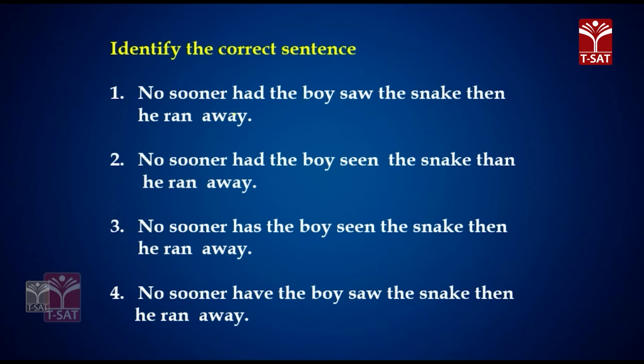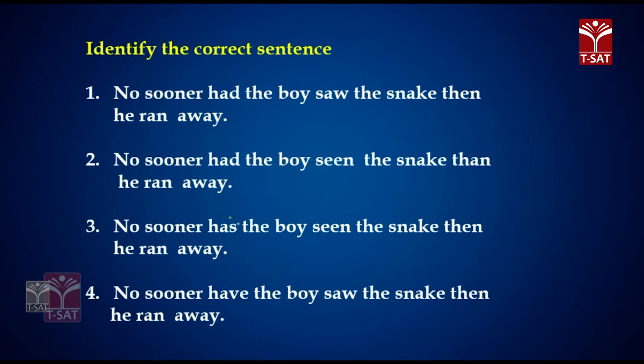Next one, this test item focuses on the structure. No sooner had the boy saw the snake, then he ran away. No sooner had the boy seen the snake, than he ran away. No sooner has the boy seen the snake, then he ran away. No sooner have the boy saw the snake, then he ran away. The common structure is no sooner is followed by than, and we use no sooner than when we refer to a set of actions that happen immediately in the past.